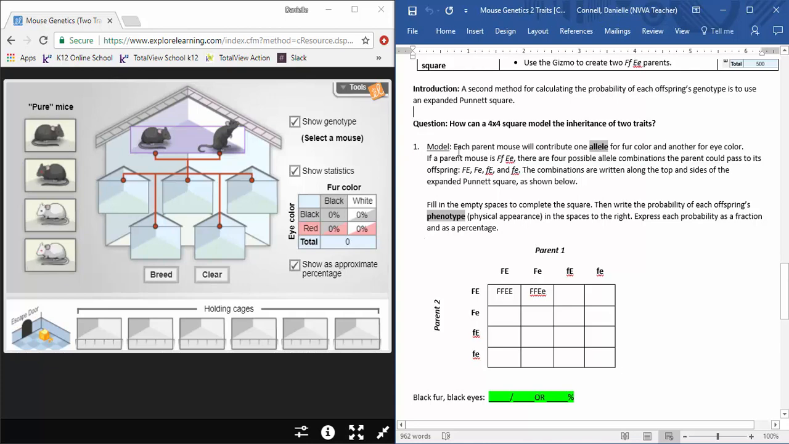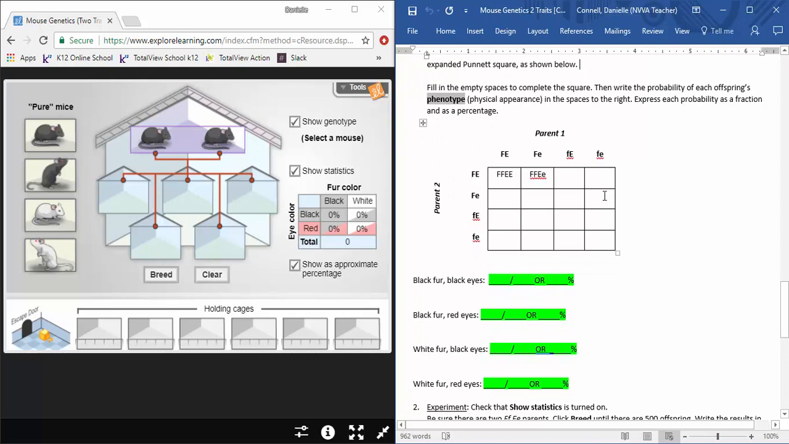So in our model, we have these two parents, and they have alleles for fur color and eye color. So here are our parent genotypes. It says there's 4 possible allele combinations the parent could pass on to its offspring, and they list them for you right here. You guys can see how that works out, right? If we have two parents, they can each donate these alleles to their offspring. So we've taken the possibilities and inputted them for you on the Punnett square for the first parent and the second parent, and then we started filling in the Punnett square for you.